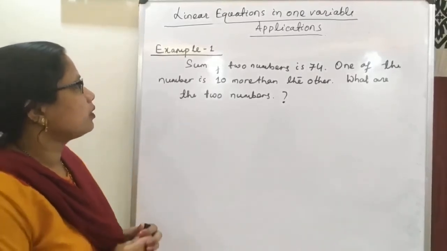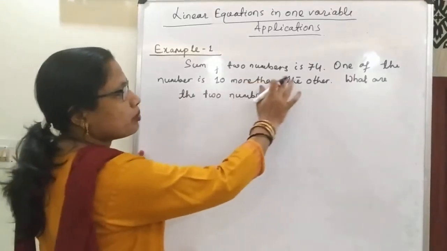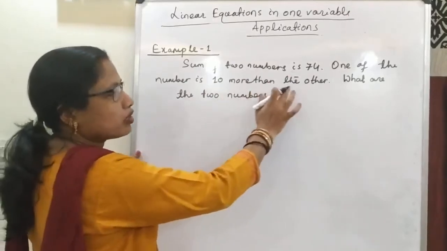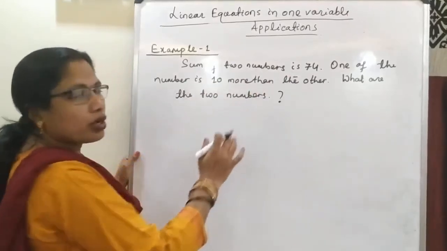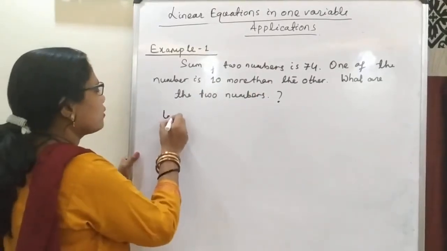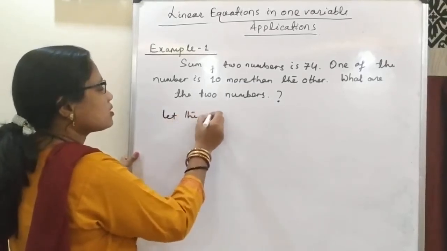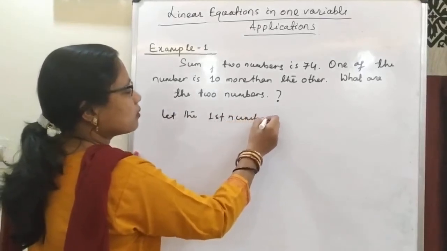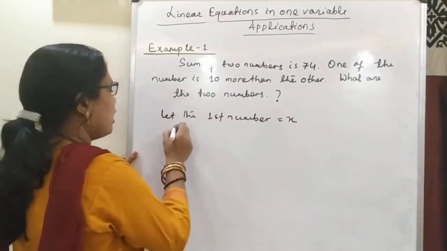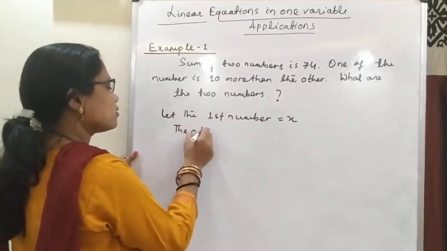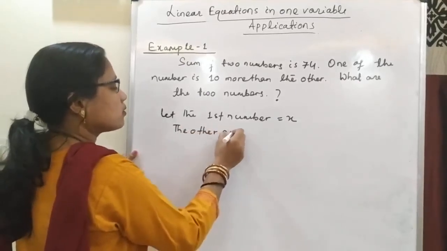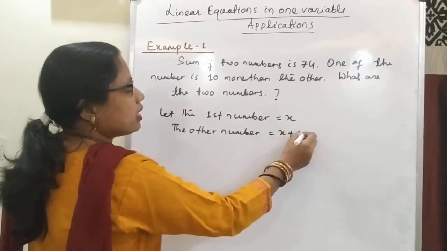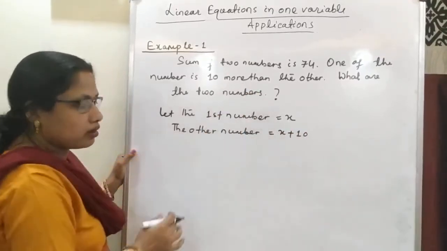So first example: the sum of two numbers is 74. One of the numbers is 10 more than the other. What are the two numbers? So let the first number be x and the other number be x plus 10, as it is 10 more than the other.